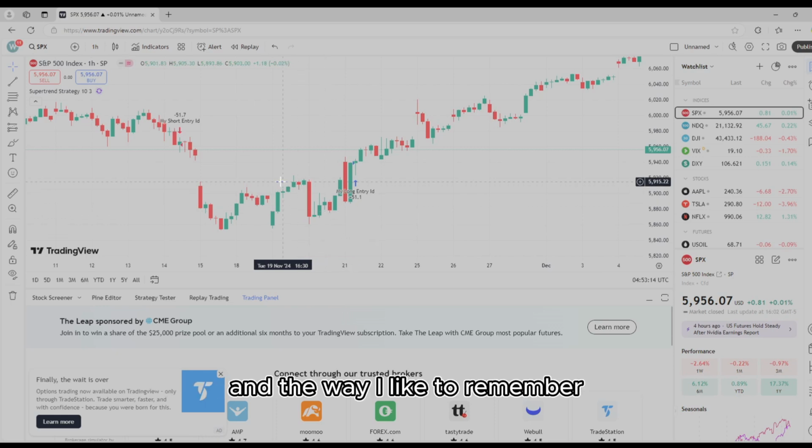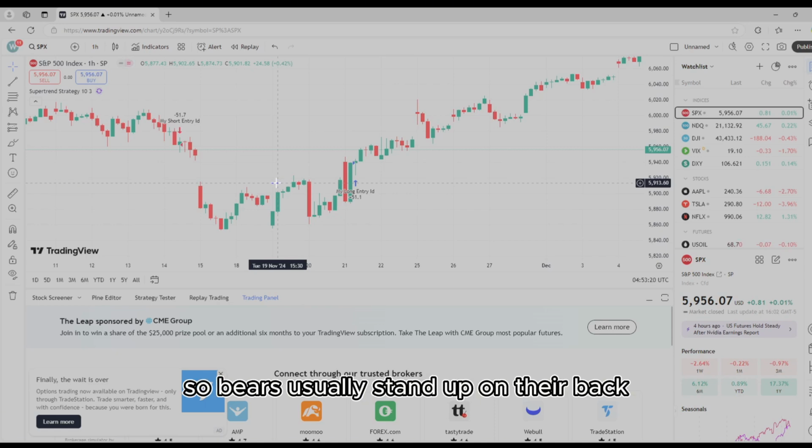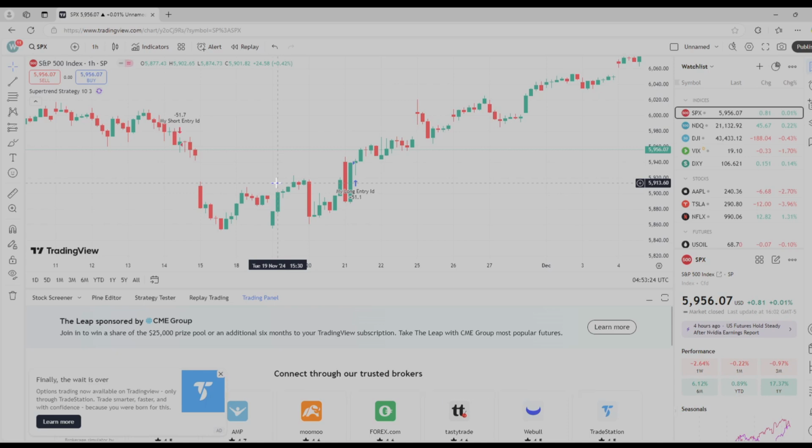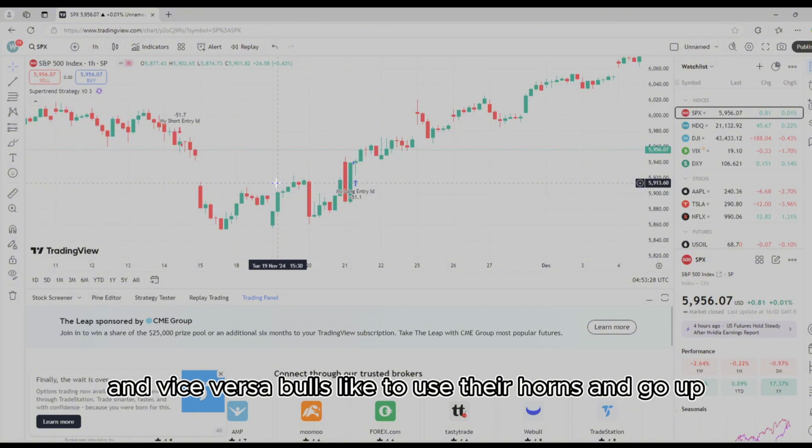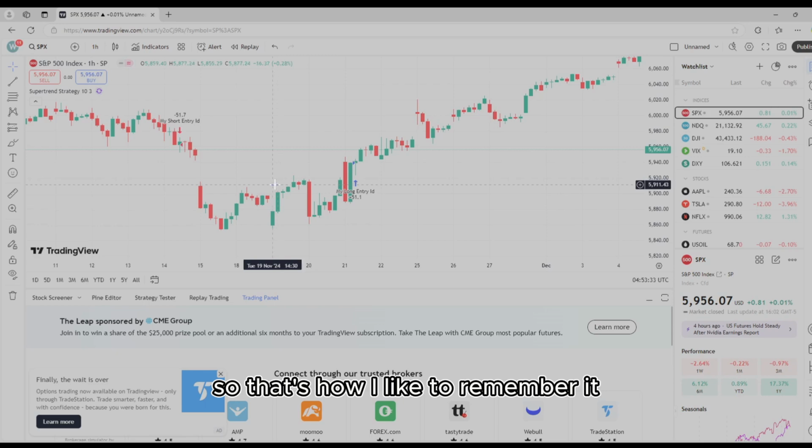The way I like to remember the difference between the markets being bearish or bullish is how the animal attacks. Bears usually stand up on their back feet and claw down, making a bearish market something that's going down in price. And vice versa, bulls like to use their horns and go up. So that's how I like to remember it.